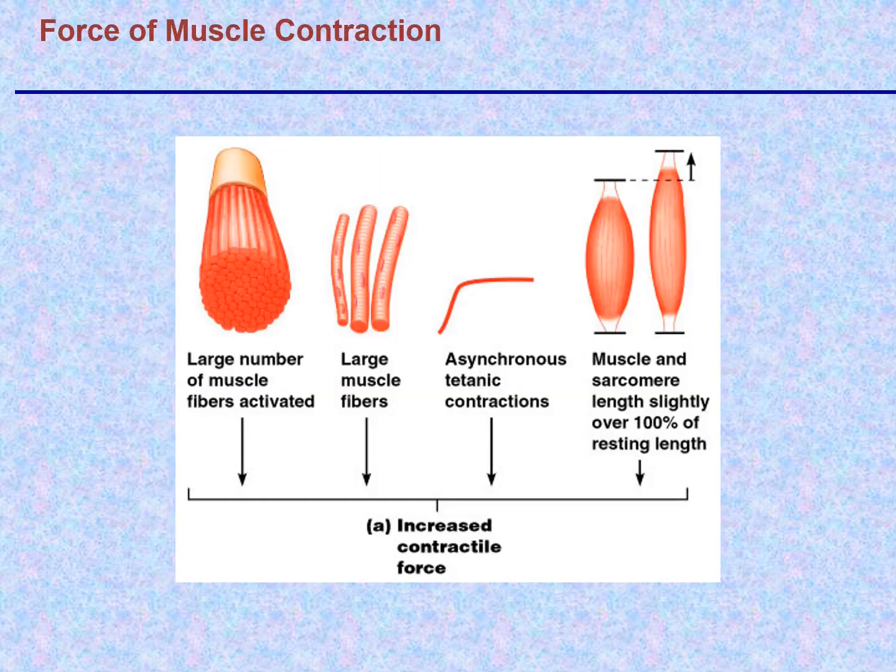So here you see that shown in diagram: the number of muscle fibers activated, and the size of individual muscle fibers, which can change with exercise. Tetanic contractions can increase contractile force. We talked about that before. If the muscle overall length is anywhere between 80 and 120% of the resting length at the time the contraction occurs, you get the most force. If it's more than 120, it's stretched out more, or if it's less than 80, then you won't generate as much contractile force when you contract the muscle.